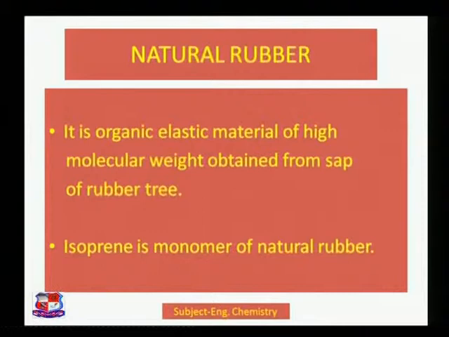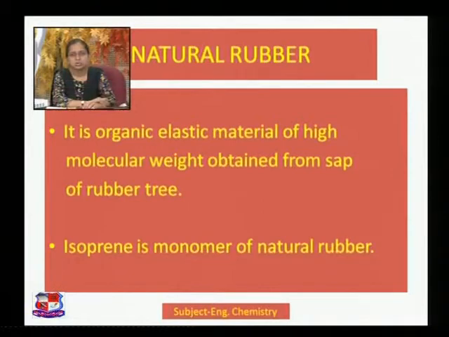You can see here now the important thing, that is natural rubber. Rubber is one of the very important things that is finding a tremendous application in our daily life, either in the natural form or in the vulcanized form. Let us try to see what is natural rubber, and then we will try to discuss how it is formed.